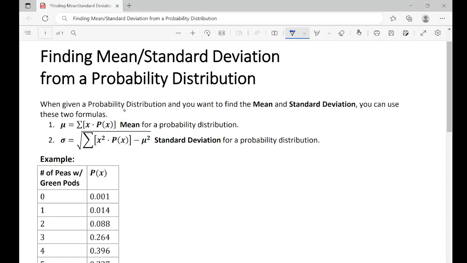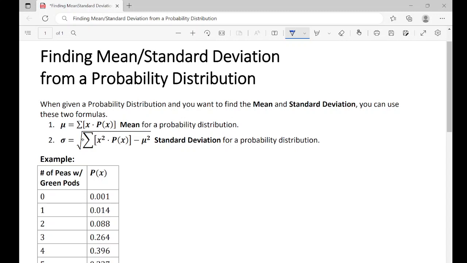When given a probability distribution and you want to find the mean and the standard deviation, you can use these two formulas. First, mu equals the sum of x times p, which is our mean for our probability distribution. And second is sigma equals the square root of the sum of x squared times p of x, and then subtract the mean squared. This is our standard deviation for a probability distribution.